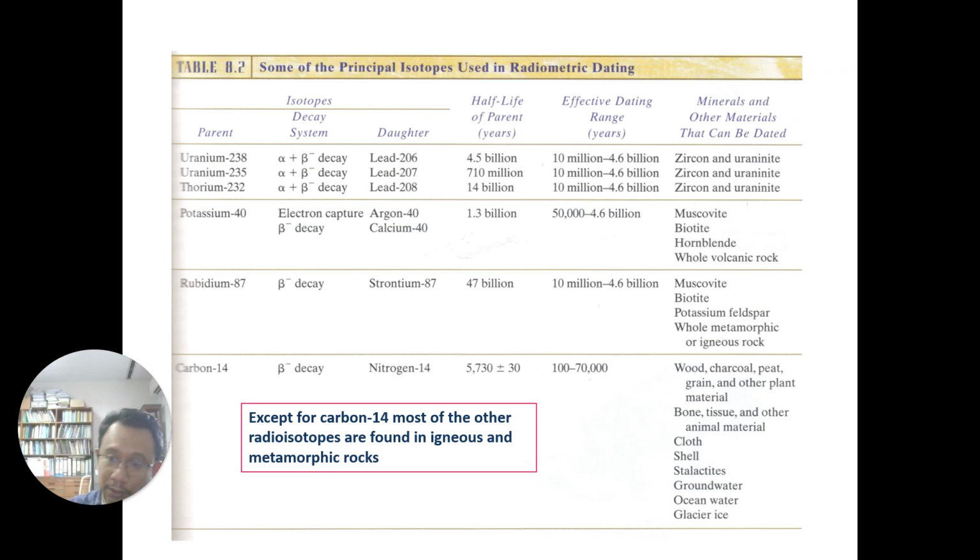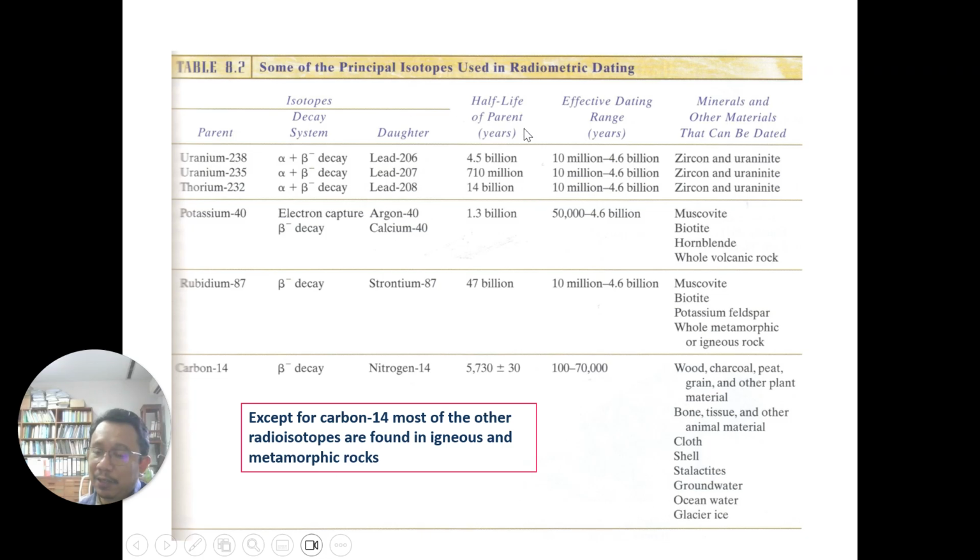But usually in the news, people are always talking about carbon dating, carbon-14, for example. But in geology, we don't use carbon-14 to date rocks. Why? Notice the half-life here. It is only something like 6,000 years. It's too short to date rocks which are millions of years old, hundreds of millions of years, or even billions of years old.